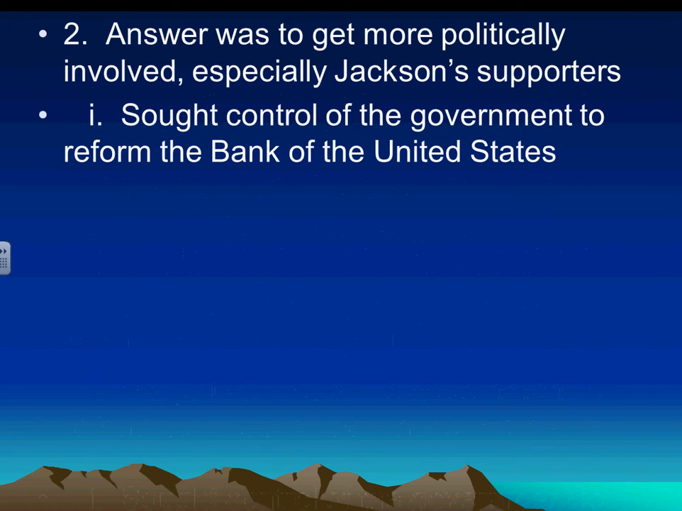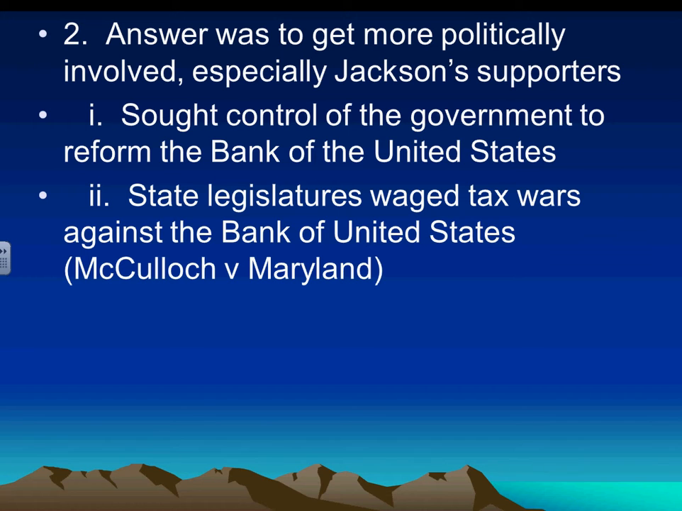The answer was not to get more political. The answer was to get more politically involved, and these people will. And so they want control of the government to reform the Bank of the United States, which some of them see as oppressive. Jackson believed that the Bank of the U.S. was oppressive, and he'll personally kill it himself while he's president of the United States.